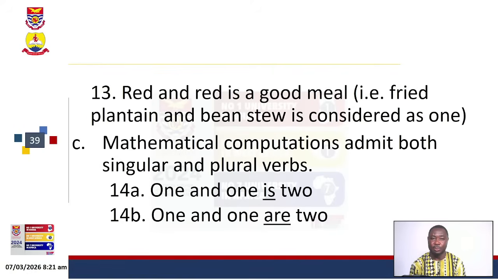In another example, red and red. We usually call it red red, right? Red and red is a good meal. That is fried plantain and bean stew, considered one. Red and red is a good meal. It is just one thing, red and red. Sometimes you have bread and butter. It's not good for you at this age.